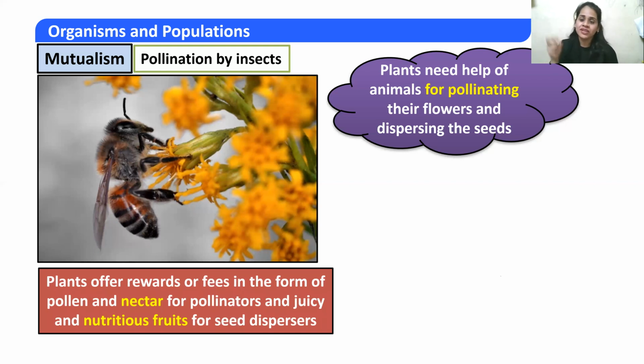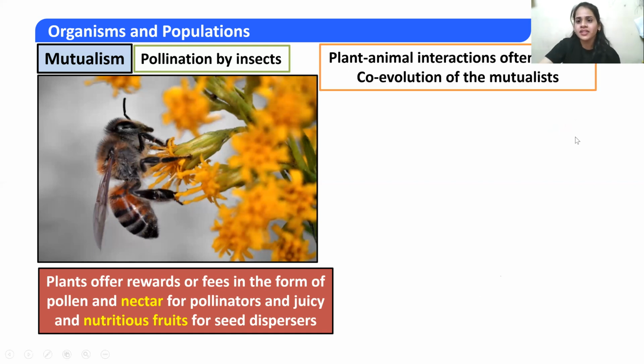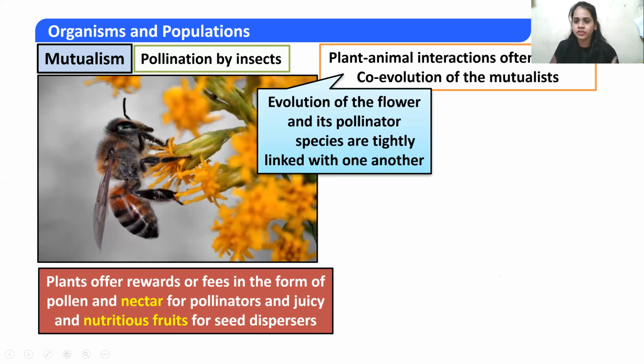So the plant is going to give a reward to the bees, that is going to give nectar, so that they help in pollination, and juice, which is very juicy in nature, and it will also help in seed dispersal. So plant-animal interaction has often evolved as a co-evolution of the mutualistic kind, meaning both should have evolved together.